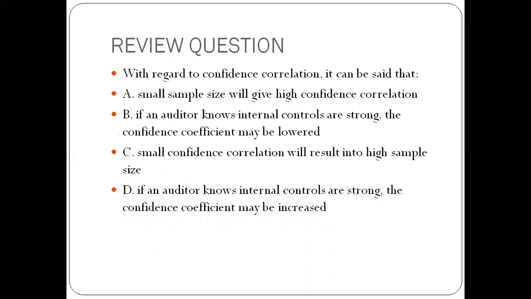Okay, next question with regard to confidence correlation, or confidence coefficient. It can be said that A, small sample size will give high confidence correlation. B, if an auditor knows internal controls are strong, the confidence coefficient may be lowered. C, small confidence correlation will result in high sample size. D, if an auditor knows internal controls are strong, the confidence coefficient may be increased. Of course, D is wrong, right? So if you are very confident about the environment, the compliance level is okay, you can reduce sample size, which means you can reduce confidence coefficient. So the answer is definitely B.